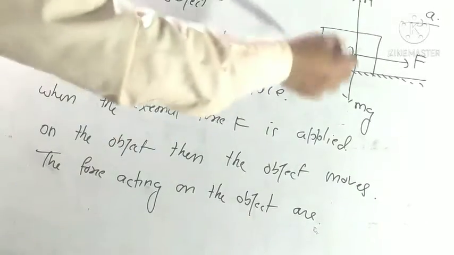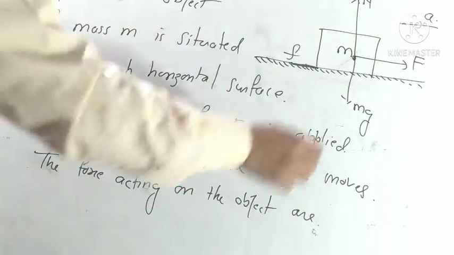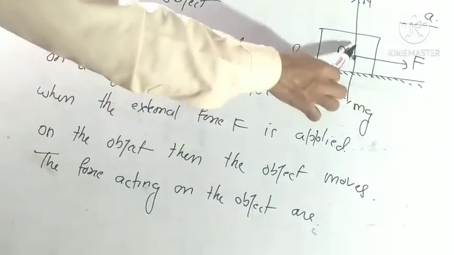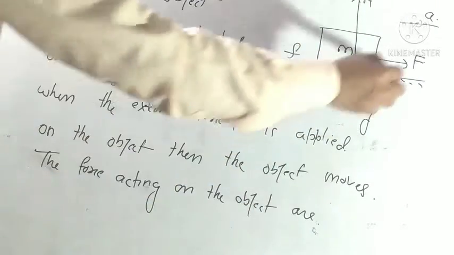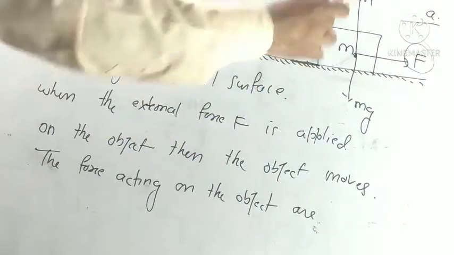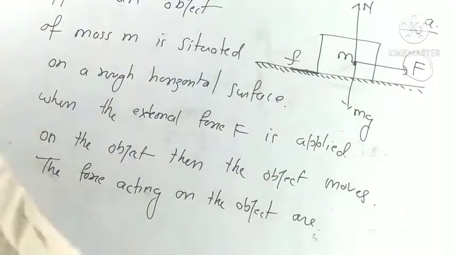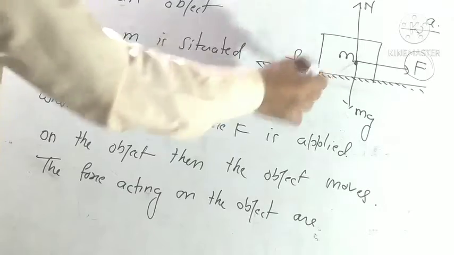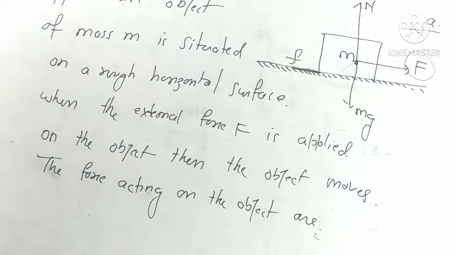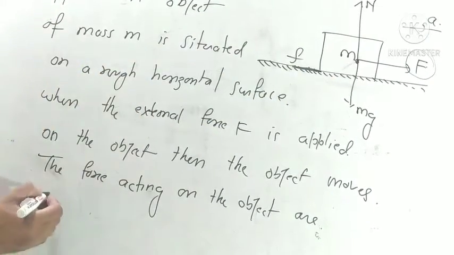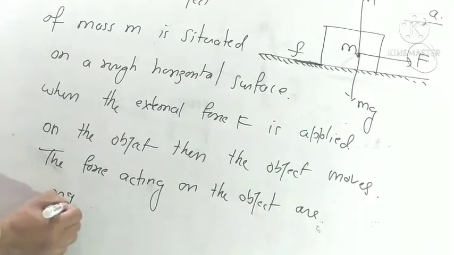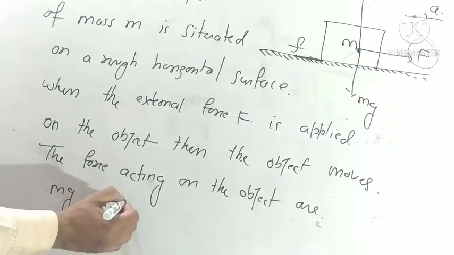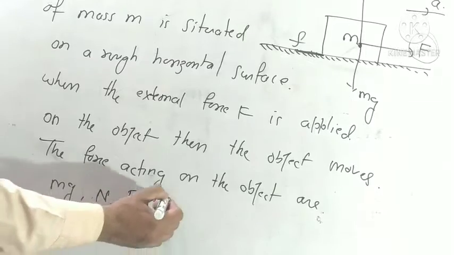So look at this figure. mg, the weight of this body, works vertically downward, and the normal force works vertically upward. F is the applied force due to which this body will move right with acceleration a, and the frictional force is produced between the contact surfaces of these two bodies, which opposes the motion of the body. So 4 forces: mg, normal force, applied force, and frictional force.